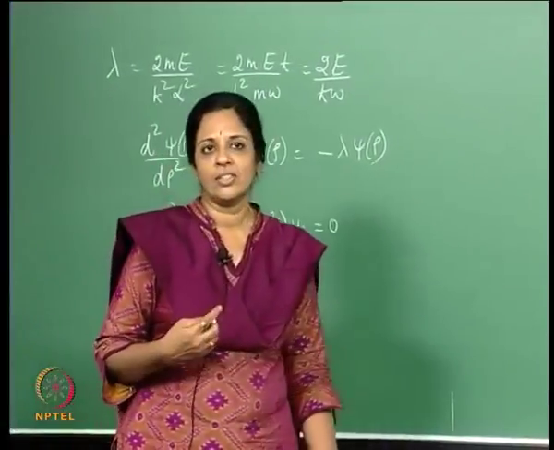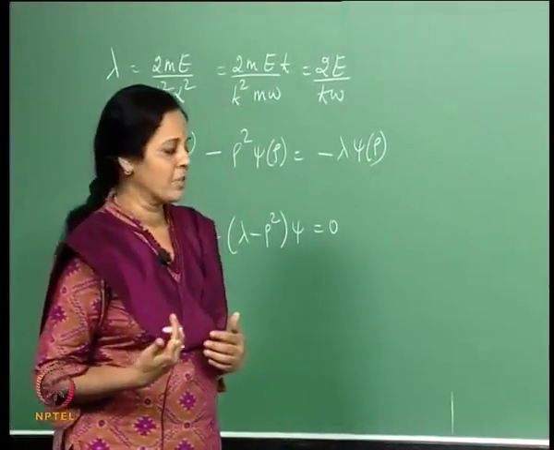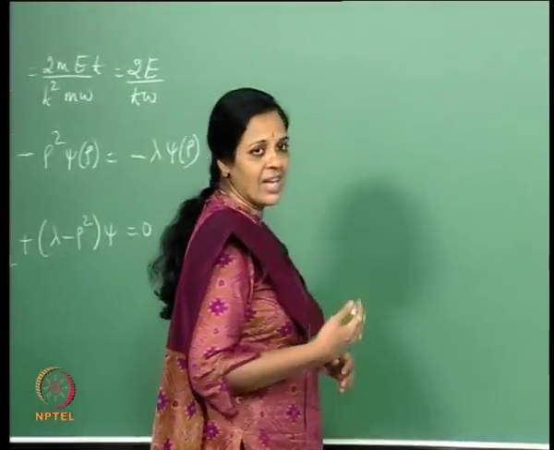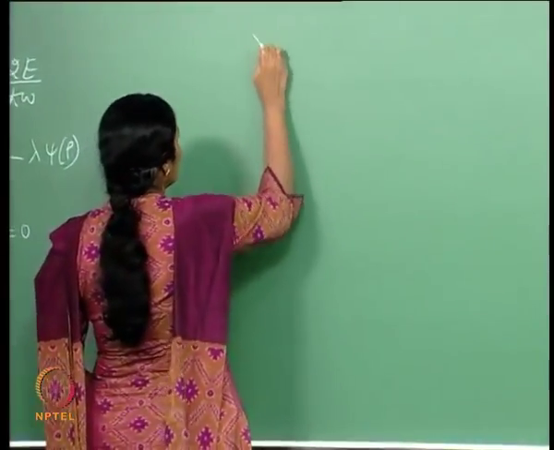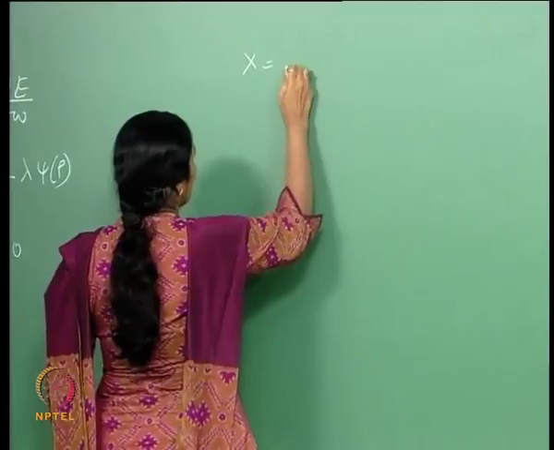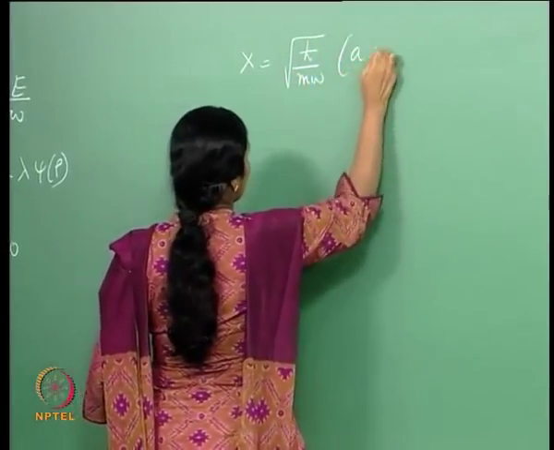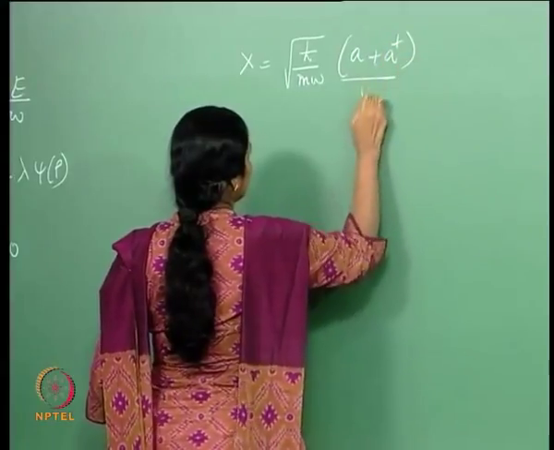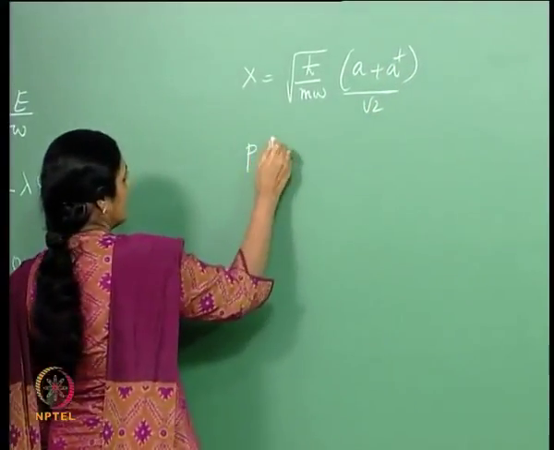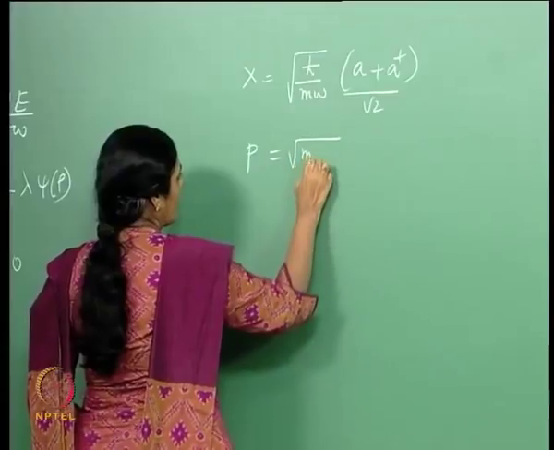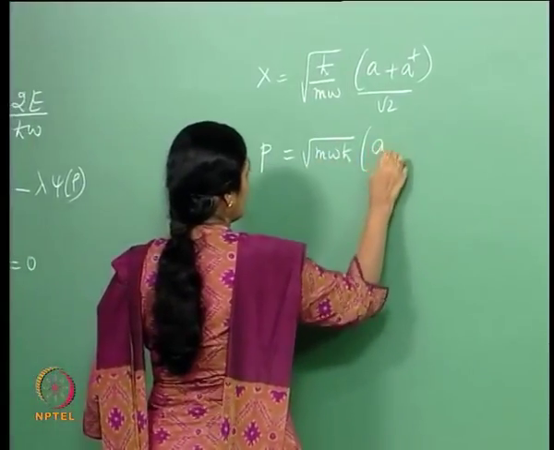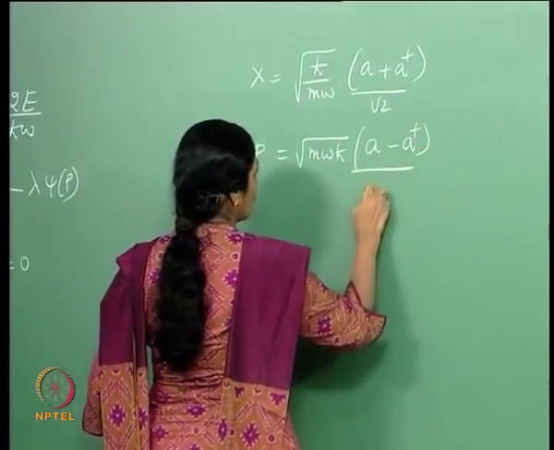Now you will recall that when we did the abstract operator method in terms of A and A dagger, the ladder operators, we said that x was root of h cross by m omega times A plus A dagger by root 2, and p was root of m omega h cross times A minus A dagger by root 2 i.